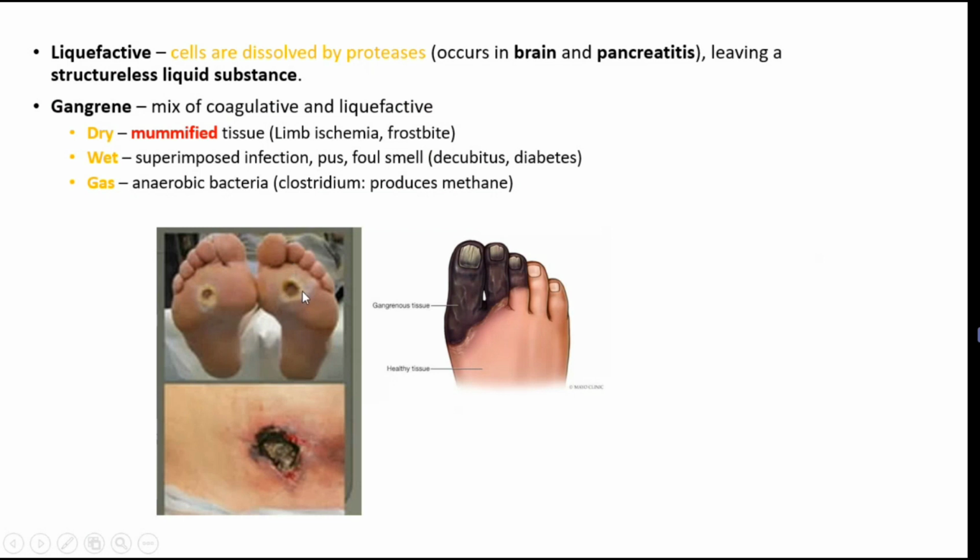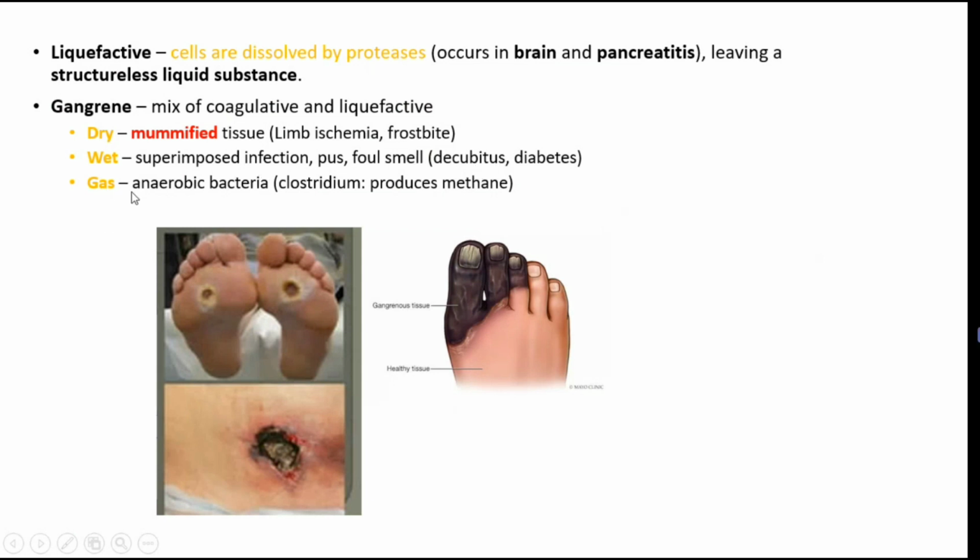What's the difference between wet and dry gangrene? Well, the difference is that wet gangrene was basically dry gangrene which was superimposed by an infection, and it also has pus and foul smell. Hence, it is basically a dry gangrene which became wet gangrene because of the presence of infection, and mainly happens in decubitus, basically bed sores in hospitalized patients or diabetic patients.